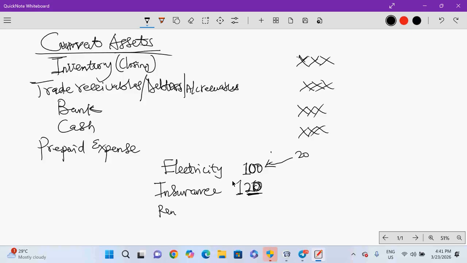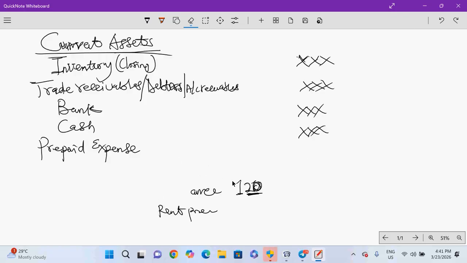Rent, what other prepaid expense? Rent prepaid, any expense prepaid. That's all for prepaid expense, so it will be based on the question. If the question is talking about insurance prepaid, electricity prepaid, and the rest, that's what you do. Insurance prepaid, we deduct it from the actual expense, and then we add it to the current asset. So it will come to the current asset here.